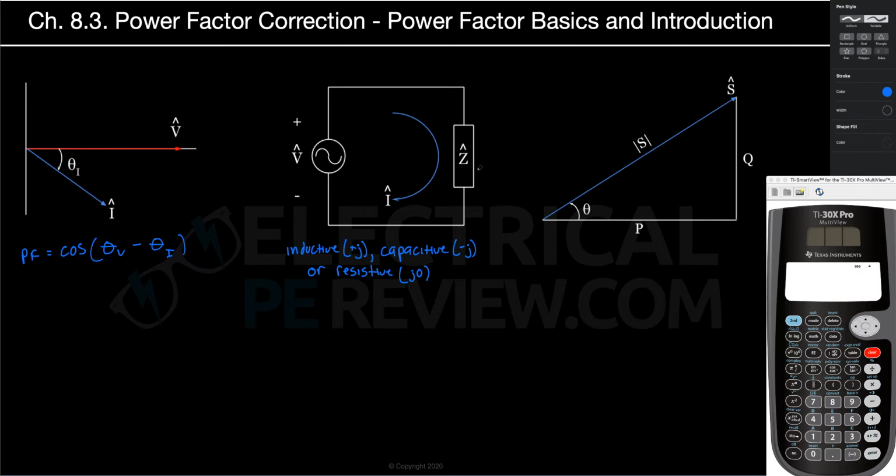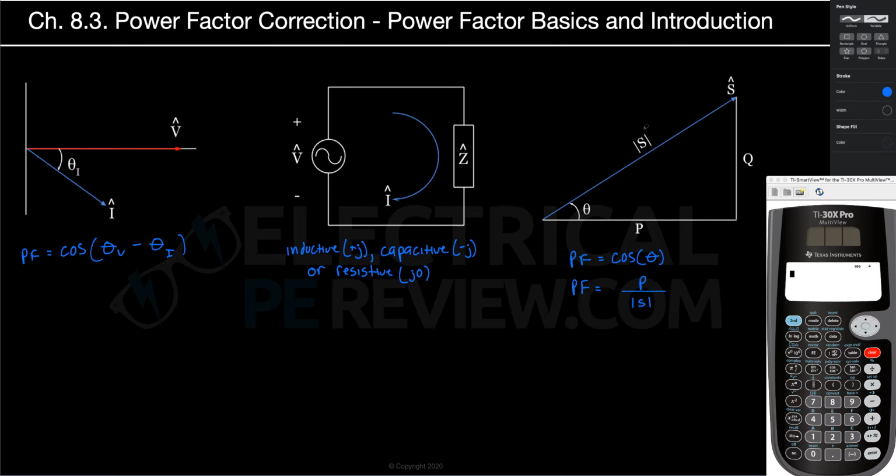And last, looking at our power triangle here over to the right, we can say that power factor is going to be the cosine of our power angle theta, that's this angle right here. And we can also say that power factor is the ratio of our real power in watts, that's this quantity here, to our apparent power in volt amps, which is the hypotenuse of the triangle.